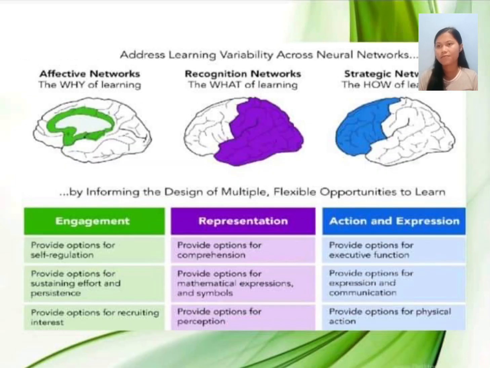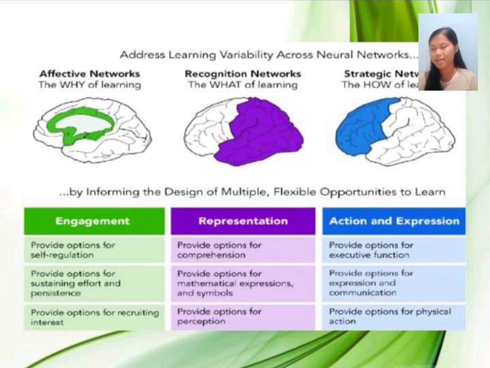So the affective networks are also engagement, the recognition networks are representation, and the strategic networks are action and expression. The affective networks answer the why of learning, recognition networks answer the what of learning, and the strategic networks answer the how of learning.